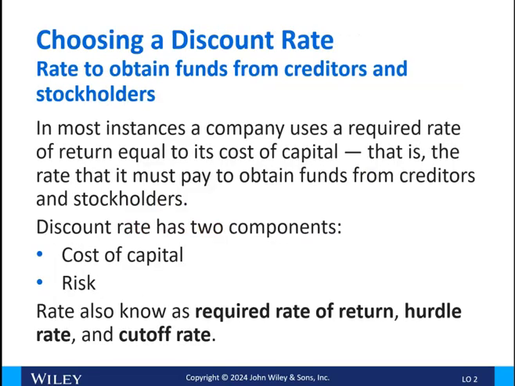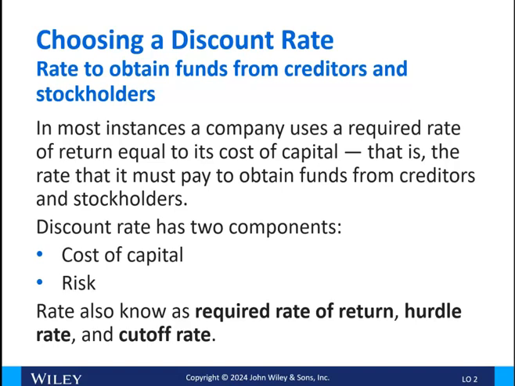How do companies choose a discount rate? It's the rate to obtain funds from creditors and stockholders. In most instances, a company uses a required rate of return equal to its cost of capital. That is the rate it must pay to obtain funds from creditors and stockholders. So if we're going to go out and borrow money for this project, what interest rate are we going to pay? That's the cost of capital. We also look at some risk.